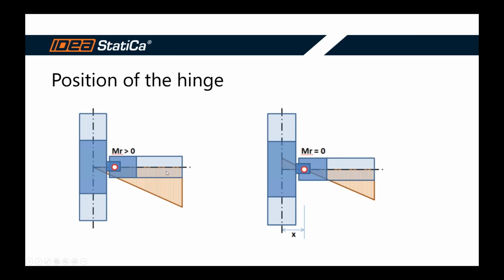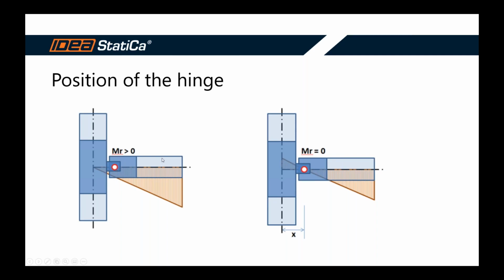But in reality, the position of the real hinge is somewhere else. It's not at the intersection of axes, but due to the sizes of members, the hinge is shifted a little bit to a different position. So you can see that for a hinge, which is located a little bit farther from the node, there is already a slight bending moment acting.